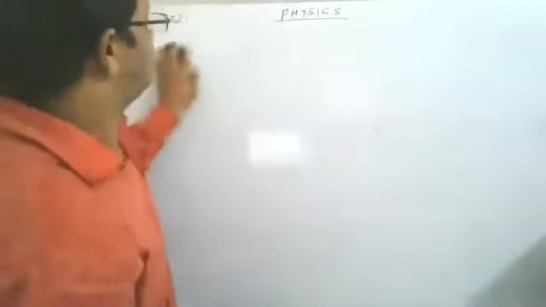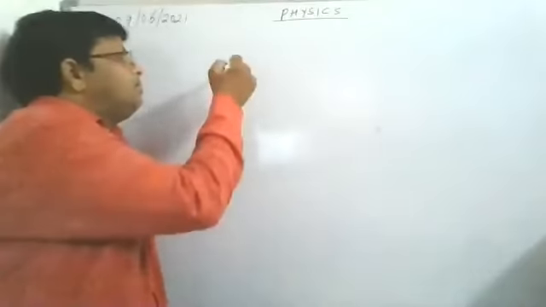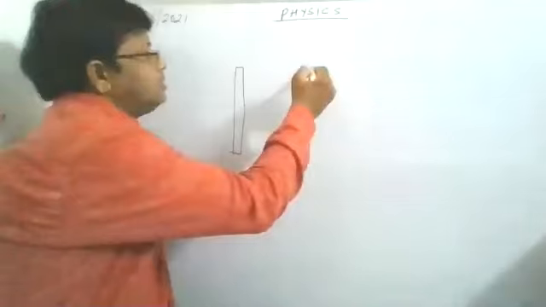Now see here, you see, beta, this is a positive plate and this is a negative plate.